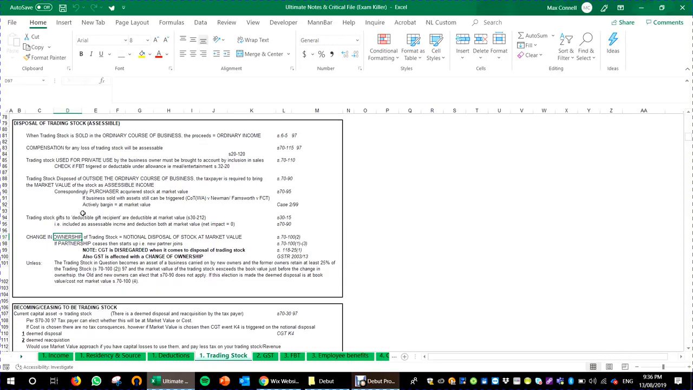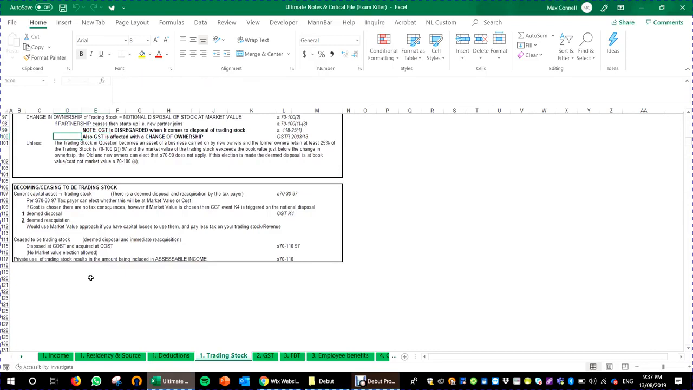So the rule around this one is that change in ownership of trading stock equals notional disposal of stock at market value. So you basically need to include that stock in your assessable income at market value. Here's the reference to partnership that I mentioned just before. And here's a note about CGT is disregarded. Why is CGT disregarded? Because we're talking about trading stock. Trading stock is a completely different account to the capital account, which CGT falls under. Anything under trading stock comes under the P&L and assessable income.